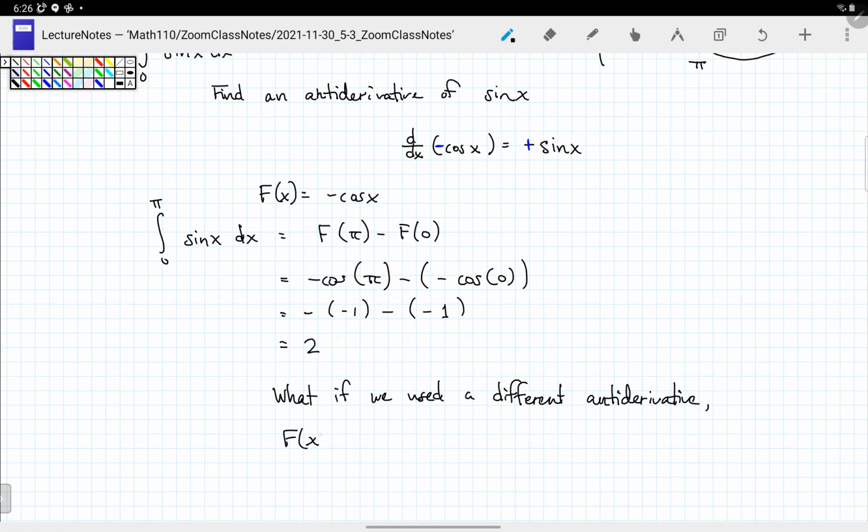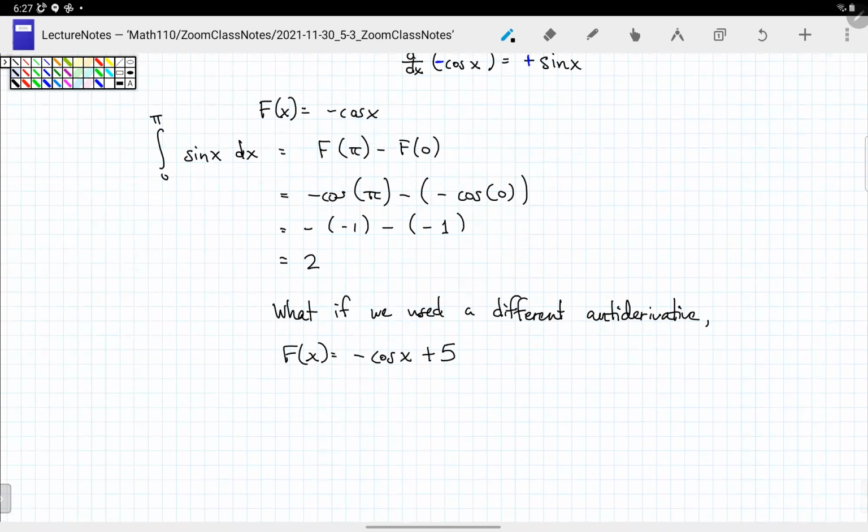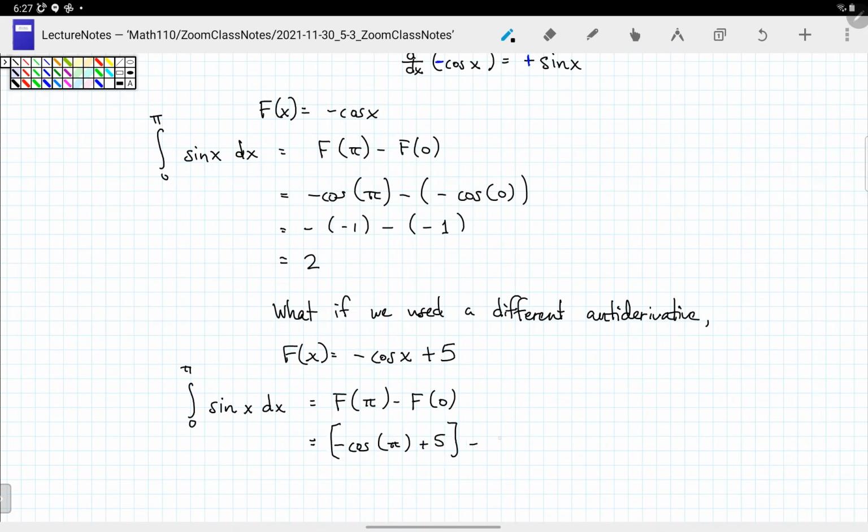F of x is negative cosine of x plus 5. So the Fundamental Theorem of Calculus 2, again, says we integrate from 0 to pi of sine of x dx. This is going to be f of pi minus f of 0. So it's negative cosine of pi plus 5 minus negative cosine of 0 plus 5.